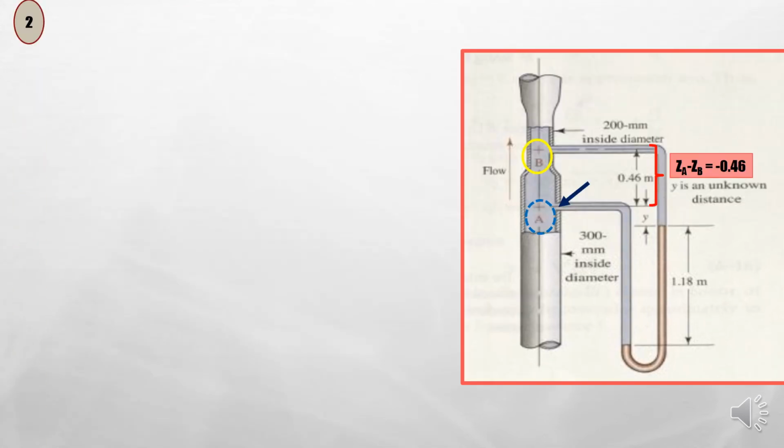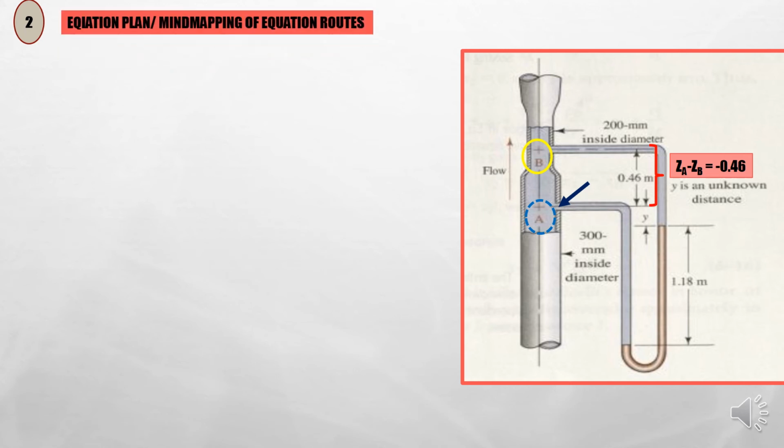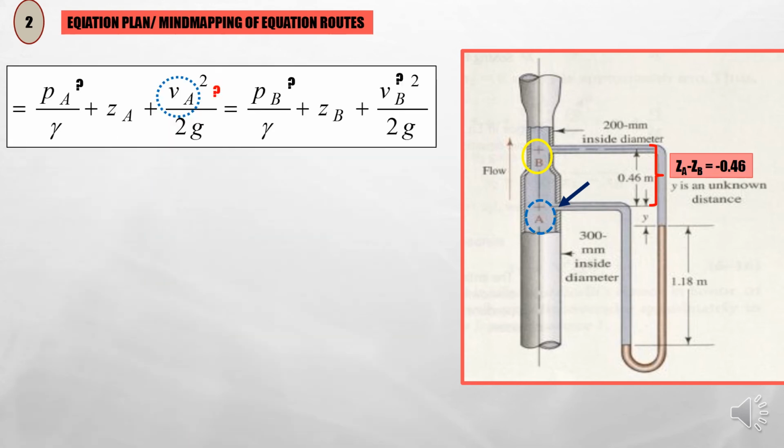As usual, we'll do the equation plan or mind mapping for the equations you need to use to complete this problem. We know that definitely we need to use Bernoulli's equation, in which you need to determine the VA on the left side terms. We will use the correlation between point A and point B, since this is the only information available in the equation. So this is the main equation that we will use.